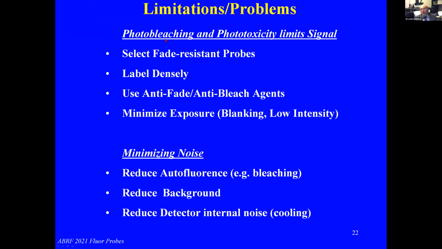So photobleaching and phototoxicity limit fluorescent signal. We can mitigate that by selecting fade-resistant probes, labeling densely, using anti-fade, anti-bleach agents, and minimizing exposure. Also important is minimizing noise by reducing autofluorescence, for example, by bleaching, this won't work on the live samples, by reducing background and reducing detector internal noise, for example, by cooling it.